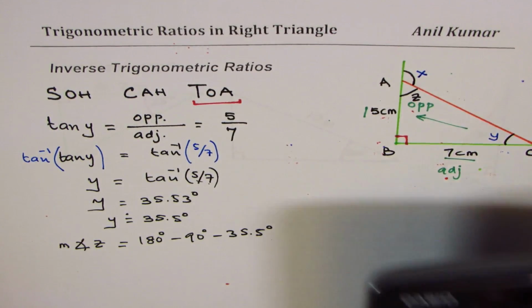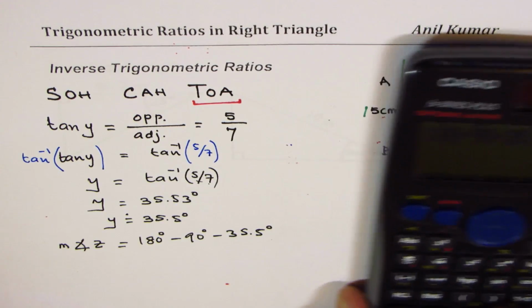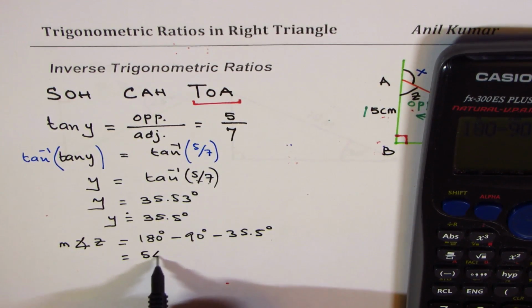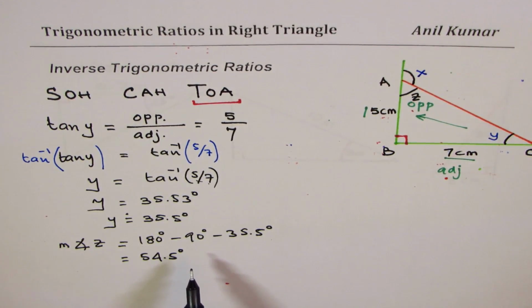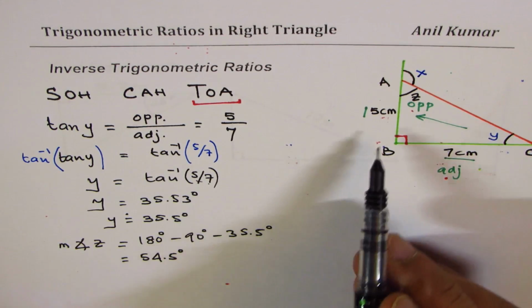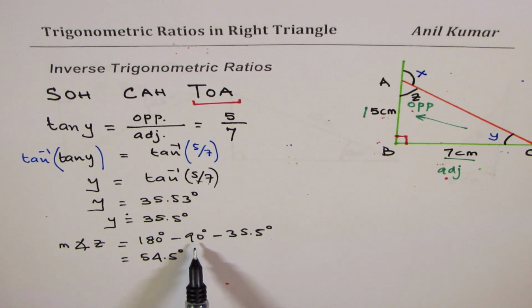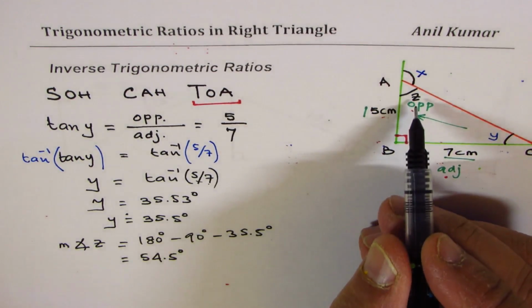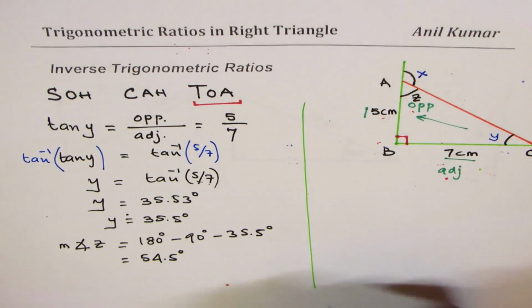So we get angle Z. 180 minus 90 minus 35.5 equals 54.5, so we get this as 54.5 degrees. Now in most of my videos from here onwards, we will actually just straight away do 90 minus this, because that is 90. We need not even write minus 90. It all saves time. Initially it is kind of important to write it, but soon you'll get used to it, right? So we get angle Z as 54.5, and now it's easy for us to find angle X, correct?